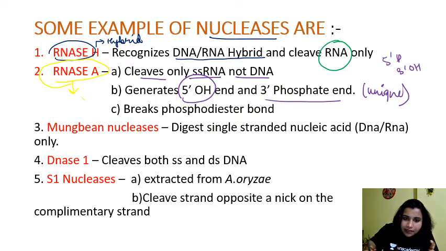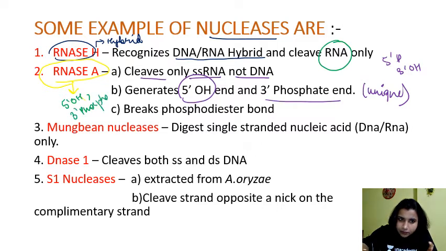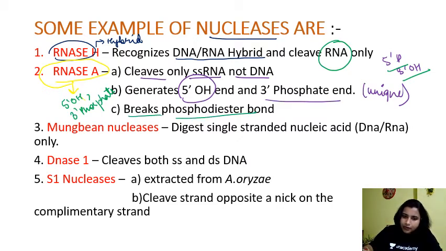This is the only enzyme which is producing 5' hydroxy and 3' phosphate, so this is a unique enzyme. Normally what we can see is 5' phosphate and 3' hydroxy, right? But in the case of RNase A, we see that it leads to the production of 5' hydroxy and 3' phosphate. It breaks the phosphodiester bond, right?